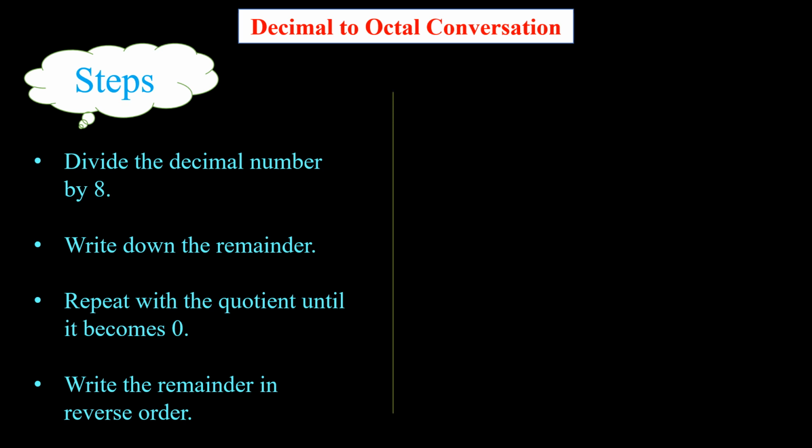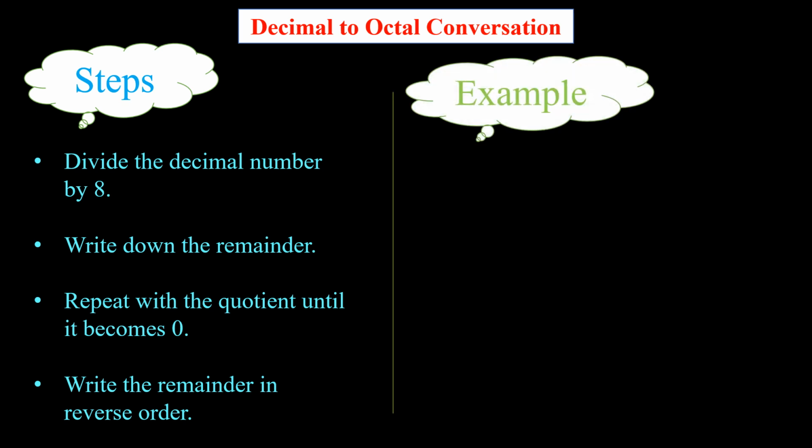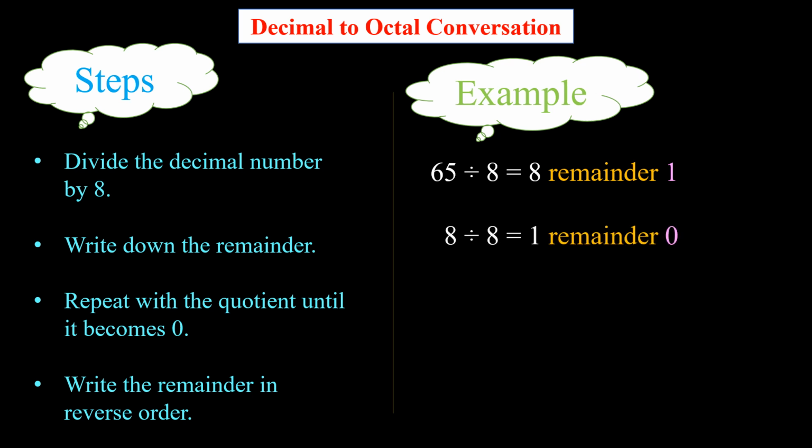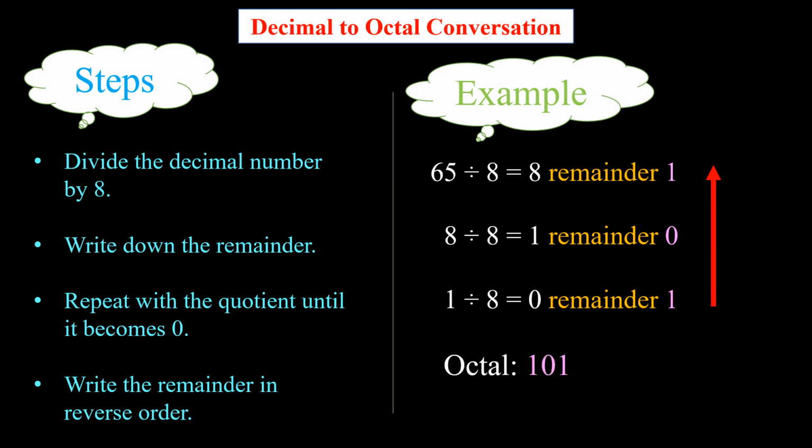For example, let us convert 65 into octal. Dividing by 8 gives a remainder of 1. We continue dividing and get remainders of 0 and 1. Writing these in reverse, the octal number is 101.